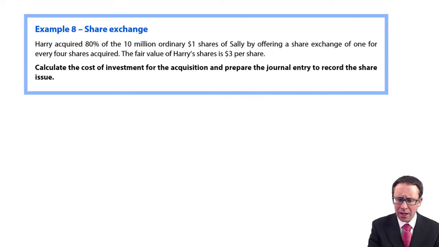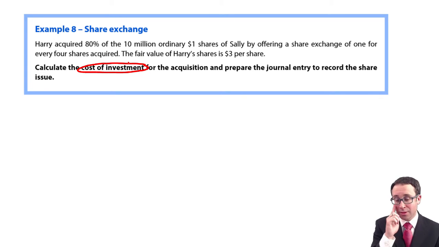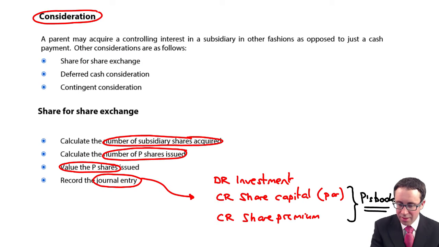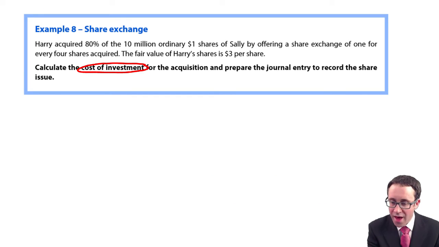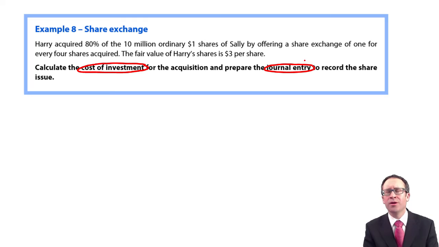Okay, so what it wants us to do is to work out the cost of the investment. So effectively, that's looking at the valuation of the P shares issued, isn't it? Because that's whereby we will debit the investment. Okay. We then need to go through there and prepare the journal entry. So that's when we credit share capital and then credit share premium, having valued the number of P shares that are issued.